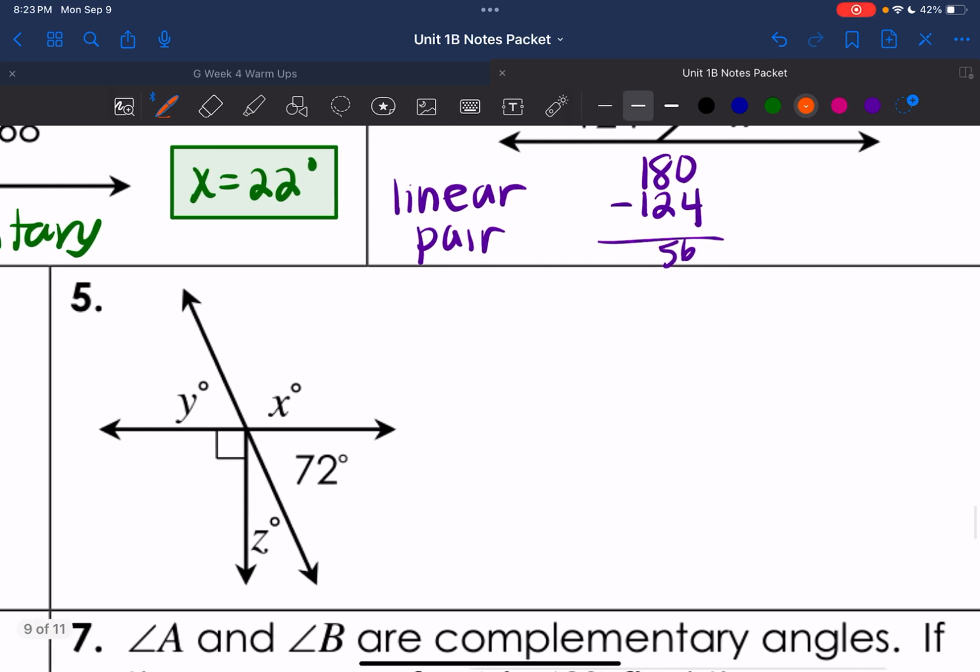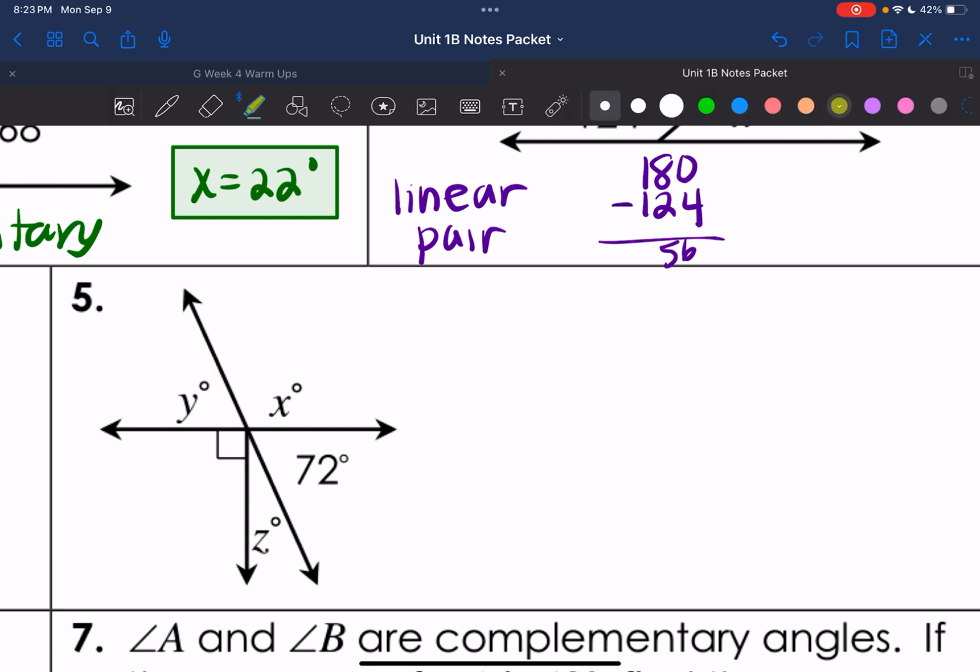Okay, number 5. This one has some weird markings, and I would pay close attention to number 5 because I think that there's one similar to this on the test that we're taking Friday. So 3 different angles. We're going to find all the measurements. And again, I'm going to try to go in order.